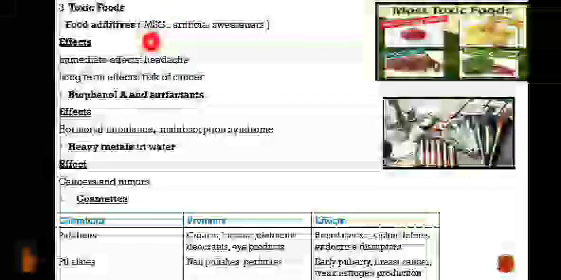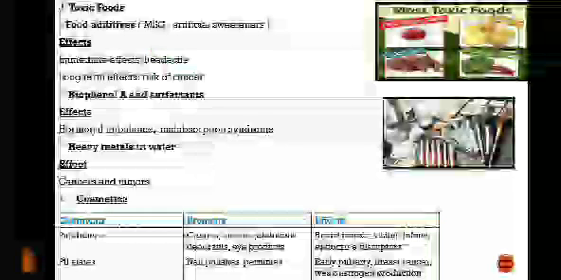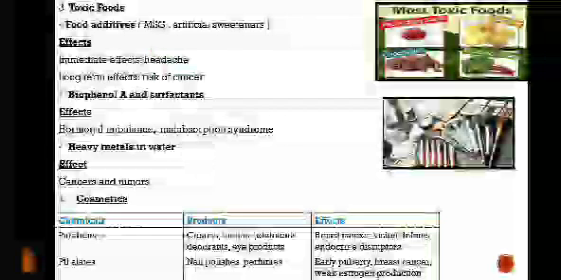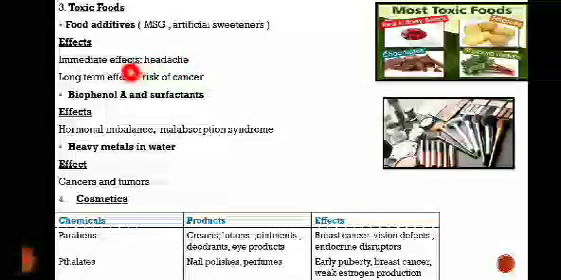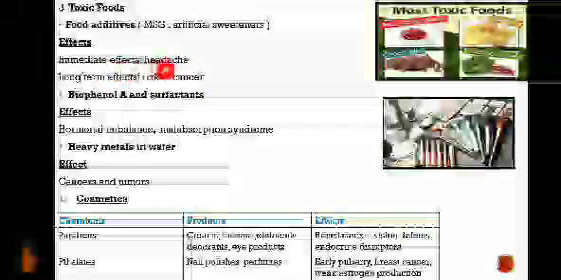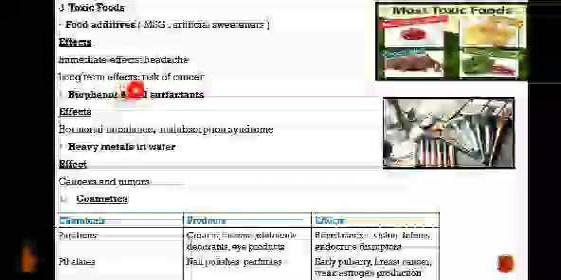Here are some food additives which are used: MSG and artificial sweeteners. MSG is monosodium glutamate. It is a flavor enhancer commonly added to Chinese food, canned vegetables, soups, and processed meat. The immediate effect of toxic food can be headache, and the long-term effect can be risk of cancer.